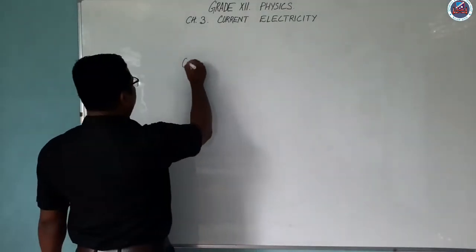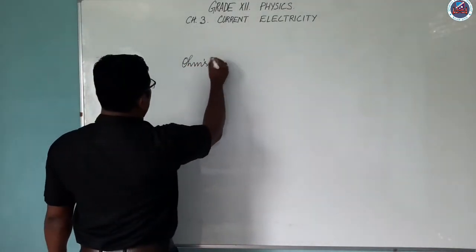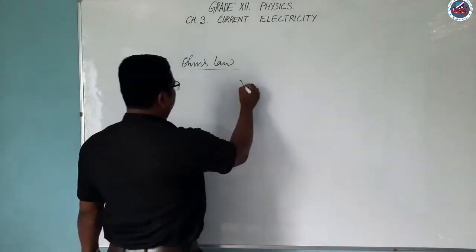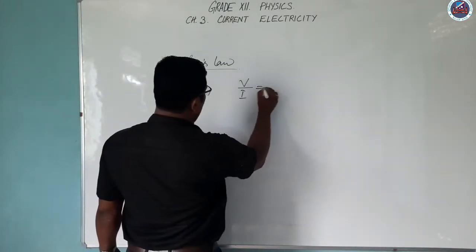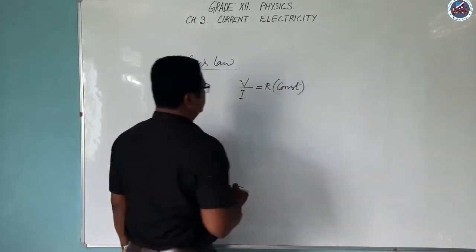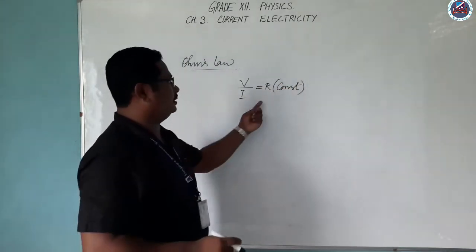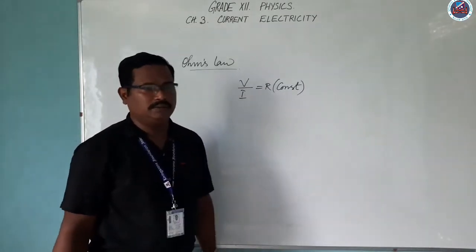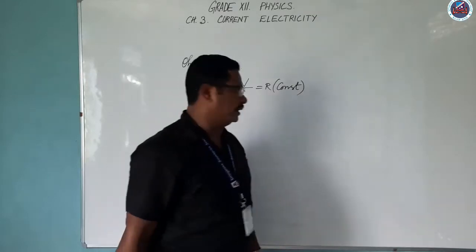Ohm's law, as we studied, V by I is equal to R. This is constant. Now, what does it mean that R is constant? Resistance is constant. To know this, let us do one small activity.